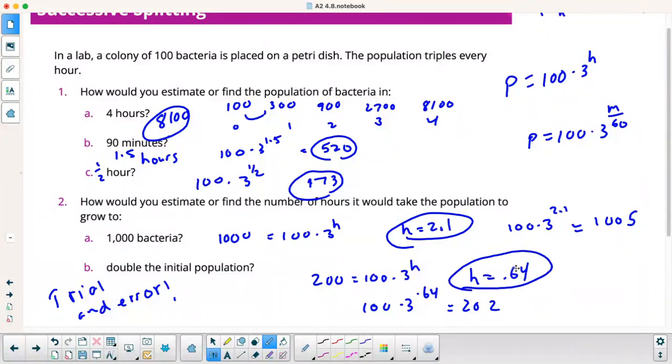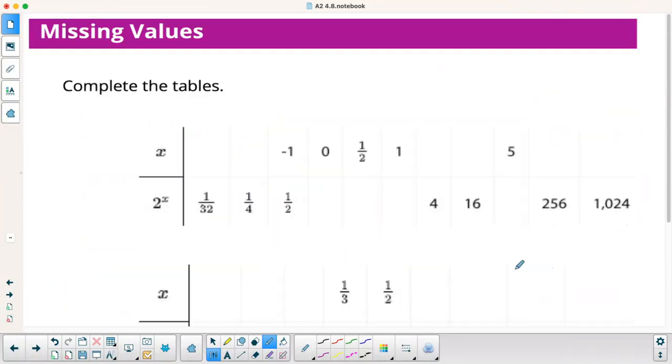Okay. So this is kind of annoying. You're going to get tired of trial and erroring to find these exponent values. So we're going to learn some methods here to solve these. All right, so let's complete the table. So here's my x. This is 2 to the x. So anything where we have the x, we could figure that out pretty easily.